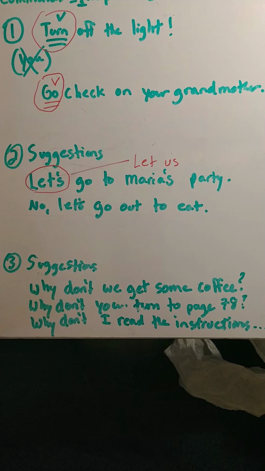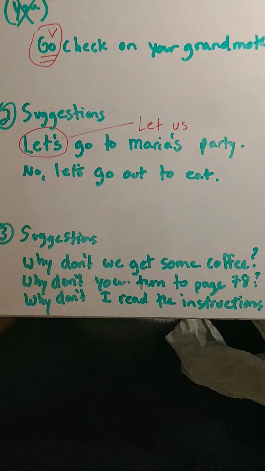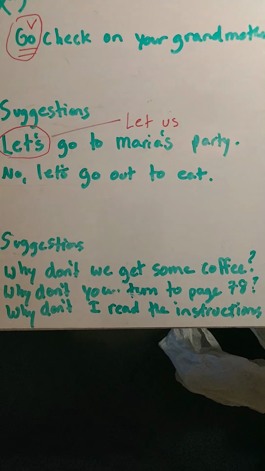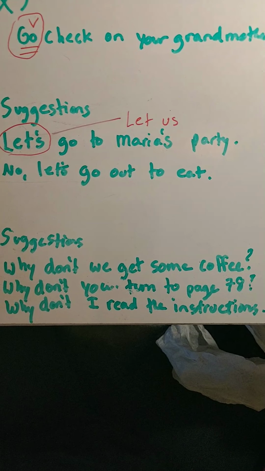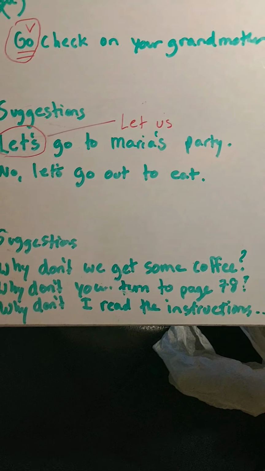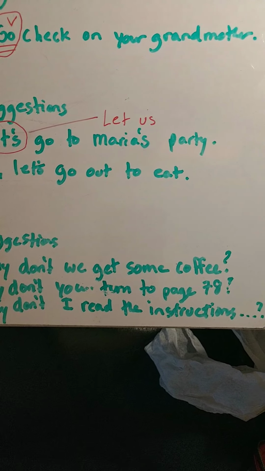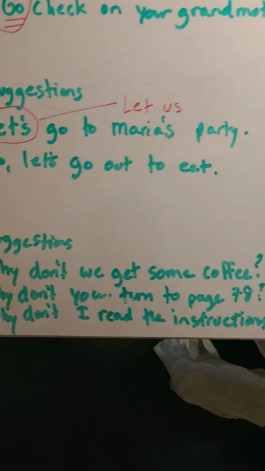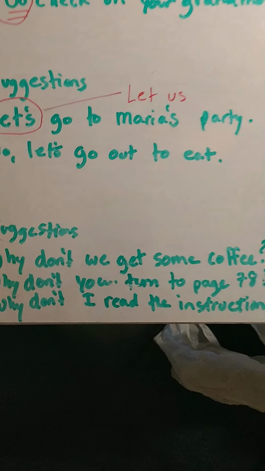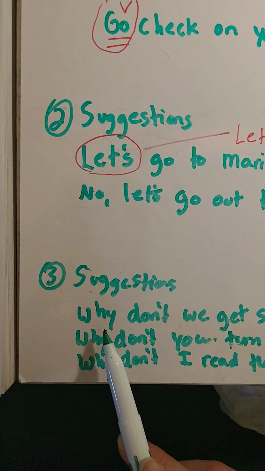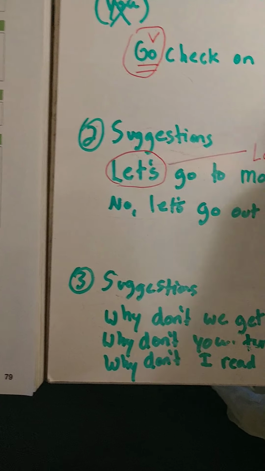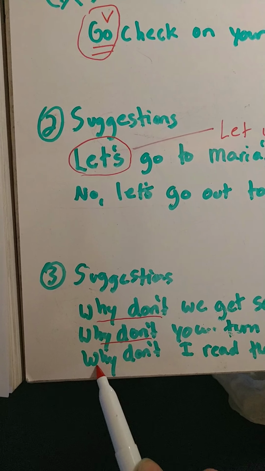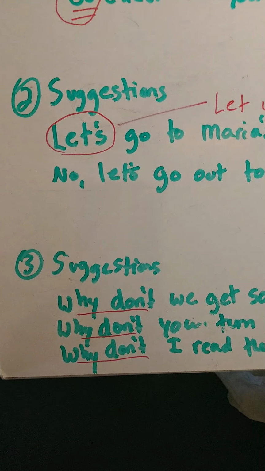Instead of why don't we get some coffee, you could say we should get coffee first. Or instead of why don't you turn to page 78, you could say, could you turn to page 78? Why don't I read the instructions? I can read the instructions. So this is just a polite way to ask: why don't we, or you, or I. That's kind of like a polite form.